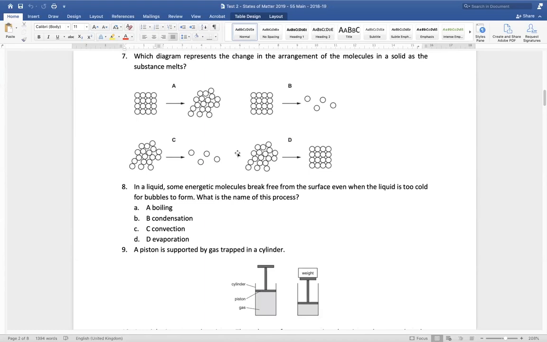All right, which diagram represents the change in arrangement of molecules in a solid? So let's see what's happening here. We have a solid that we need to start with, and we have to make a liquid. Now, the difference between solid and liquid is that in solids, particles are packed together in definite order, and in liquids, they are separated and there are greater distances. Very good, Mishal, and very good, Noor. The answer is indeed A.